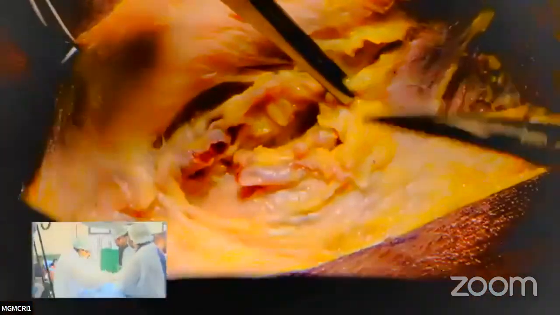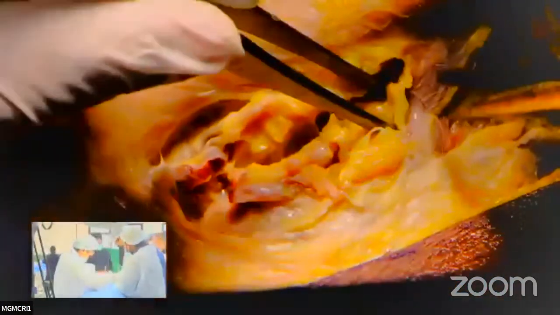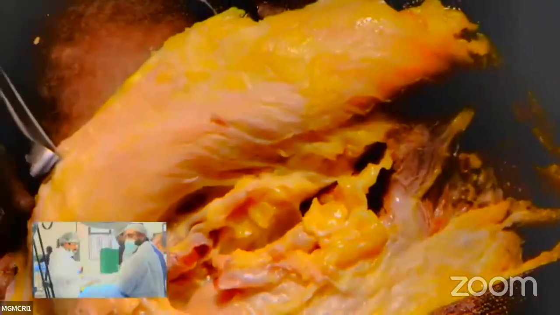Can I get a good scissors, please? So this is our anterior belly. Curved. This is our anterior belly. Once you cut the anterior belly, then you will see the mylohyoid muscle below.